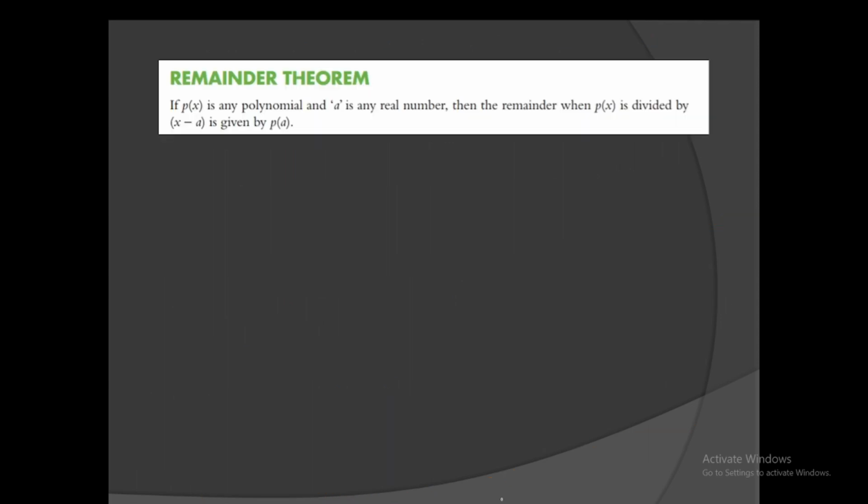Okay, moving on to our main topic, that is the remainder theorem. First we will read it. If p(x) is any polynomial and a is any real number, then the remainder when p(x) is divided by x minus a is given by p of a. Here x minus a is a linear polynomial, degree 1. So we apply the remainder theorem for division by a linear polynomial.